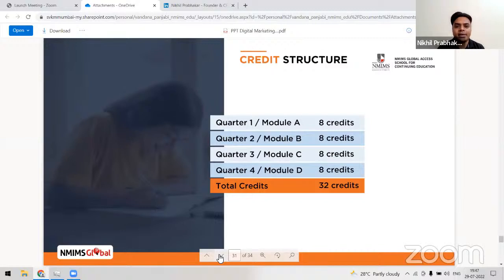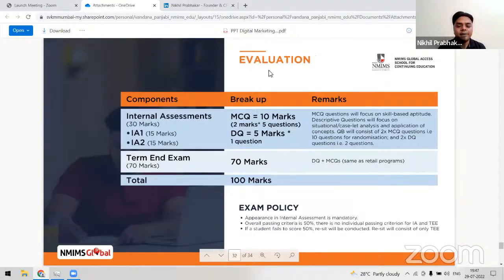If you look at the credit structure, it is 8 credits for each module. Overall, it comes to 32 credits. So this is something that you're trying to score for. If we look at the evaluation part, internal assessments carry roughly 30 marks. There are 2 assessments which are based on the sessions themselves, what is discussed in the session, and this carries roughly 30 marks.